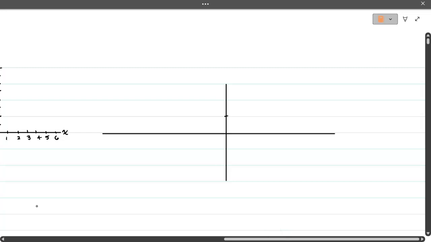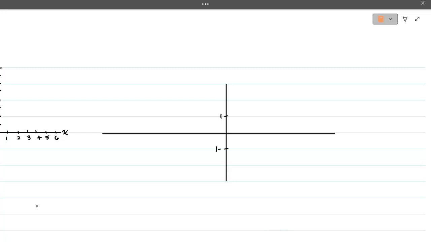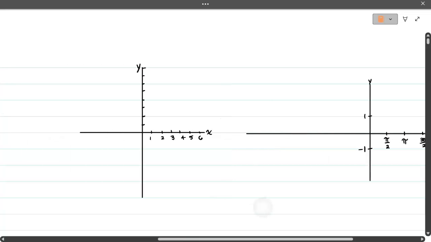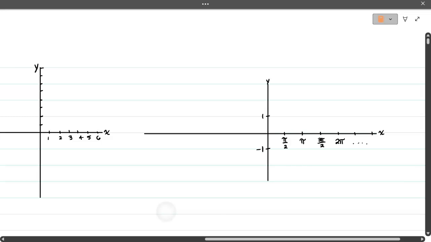Typically, this is 1, this is -1 on my y-axis. And then the x-axis, we're actually going to increment differently. We're going to count in radians for the x-axis, if you want to think of it that way. So we're going to have pi over 2, pi, 3 pi over 2, 4 pi over 2, which is 2 pi, and so on. So it's going to be a little bit different than what we've had when we've done our previous coordinate grids.